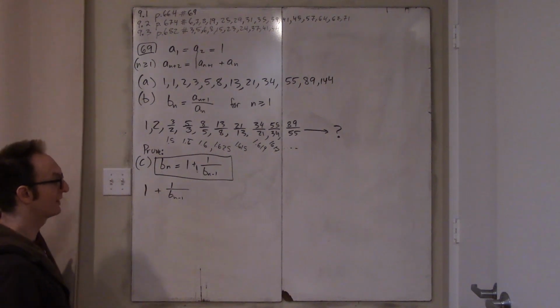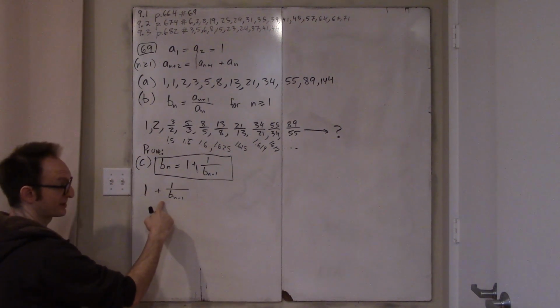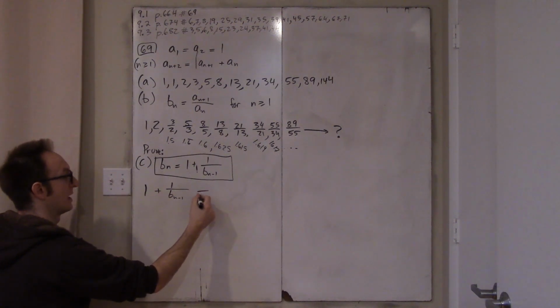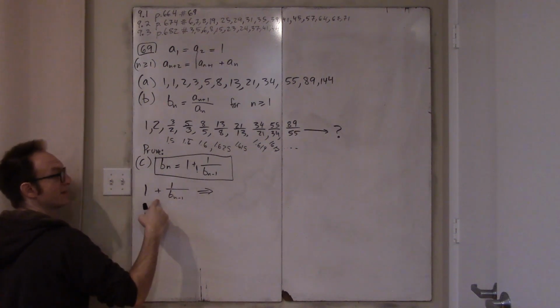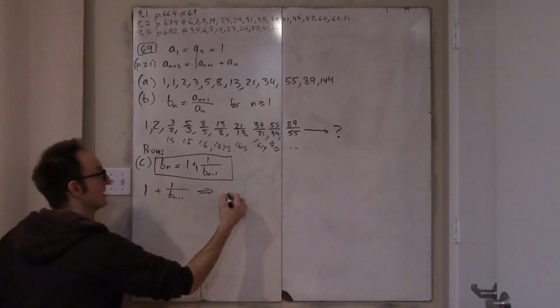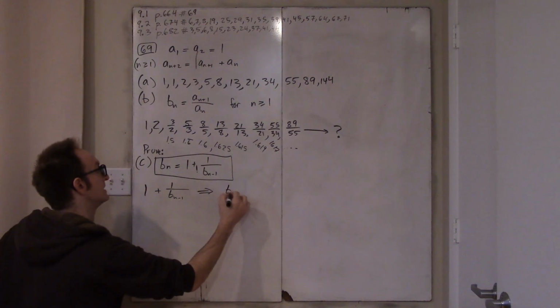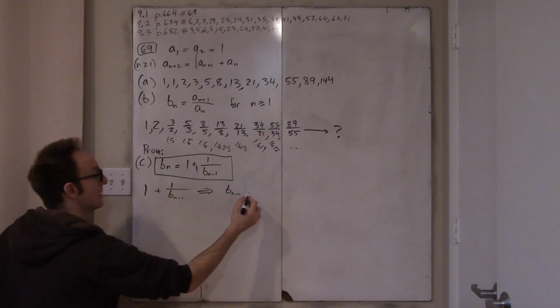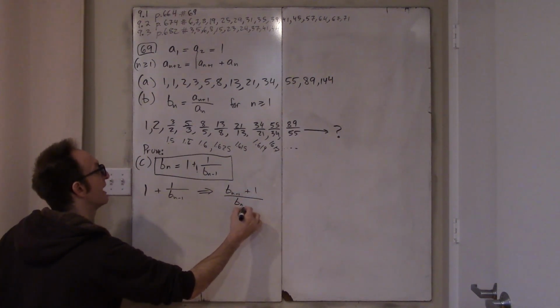Alright, so being careful now, if this is what we're starting with, the right-hand side, what does that give me? Well, I can get a common denominator, of course. If I get a common denominator, then that's b... Is this what I want to do? Sure. b sub n minus 1 plus 1 over b sub n minus 1.